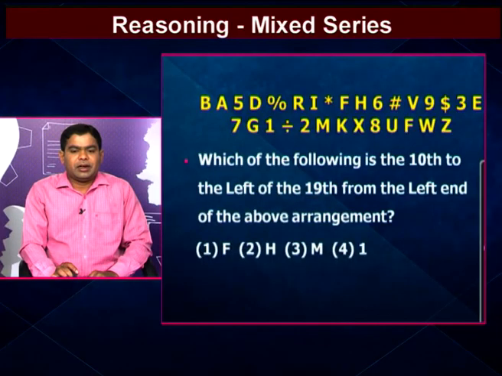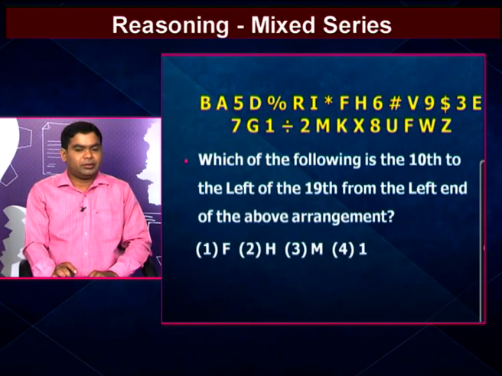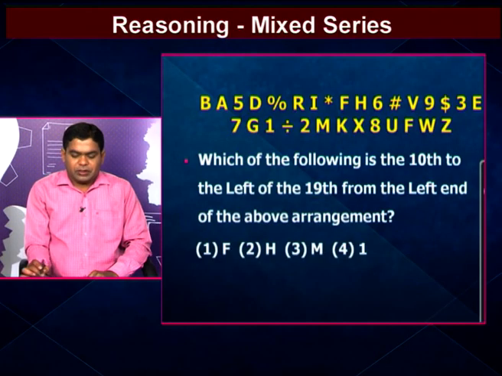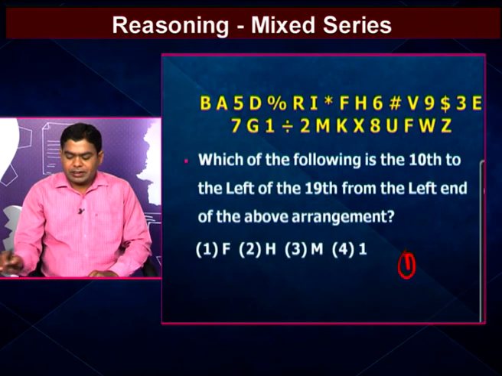Which of the following is the 10th to the left of the 19th from the left hand of the given arrangement? Here the 10th left is given and the 19th left is given, then we subtract the given numbers and we get 9. The question ending direction is left, that means the 9th left is our answer. According to our series, the third element is 5, the sixth element is R, the ninth element is F. So the answer is F. That means option 1 is the answer. We go to the next question.